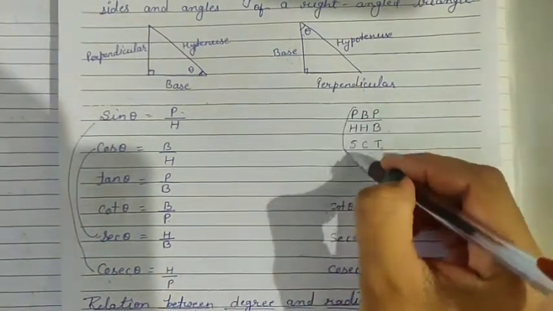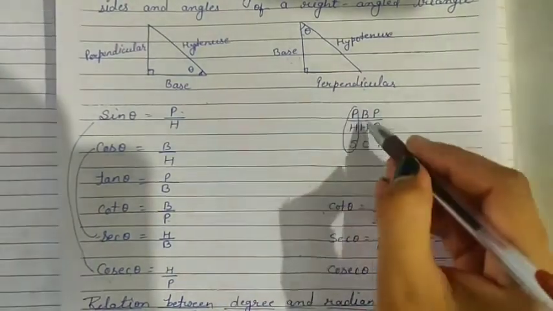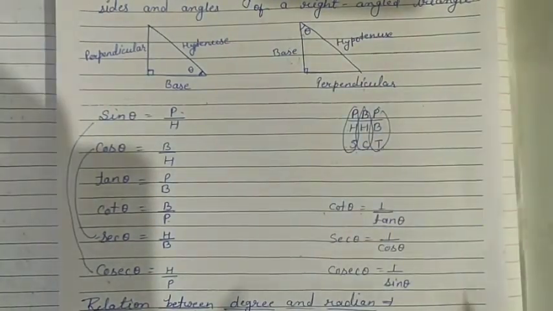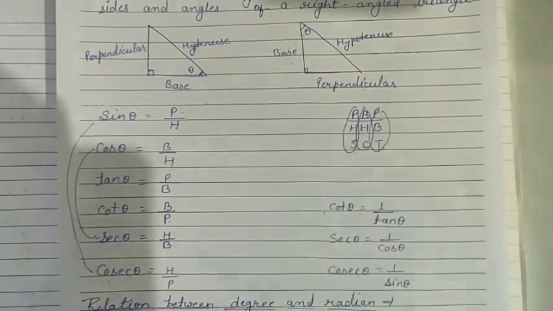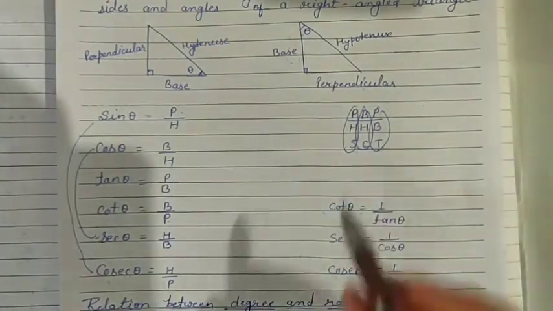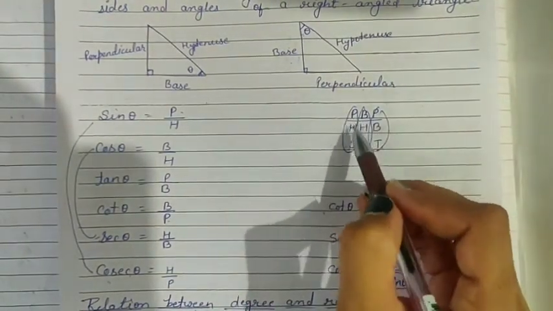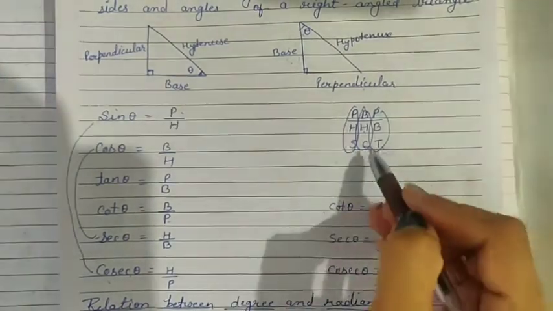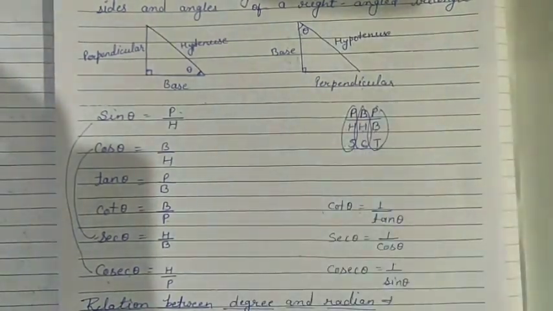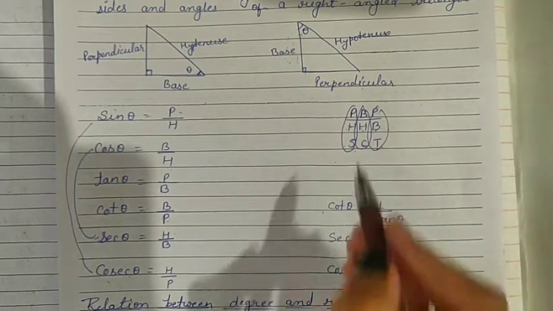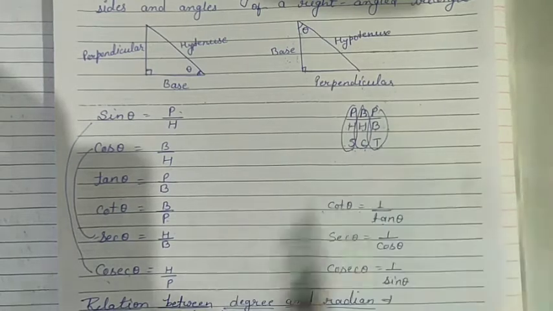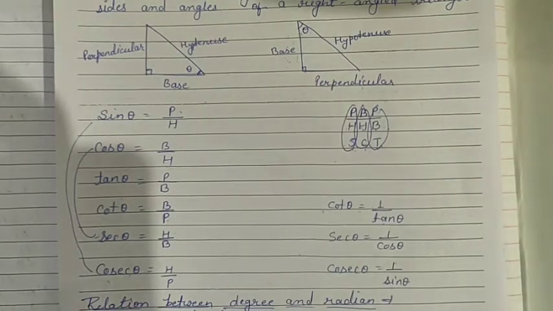It means S for sine, C for cos, T for tan, and P for perpendicular, H for hypotenuse, B for base. It means sin theta is equal to perpendicular upon hypotenuse, cos theta is equal to base upon hypotenuse, tan theta is equal to perpendicular upon base. Okay, Pandit Badri Prasad Hari Hari Bol Sona Chandi Tol. This is the simplest concept of trigonometry.